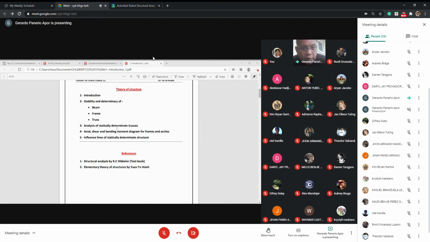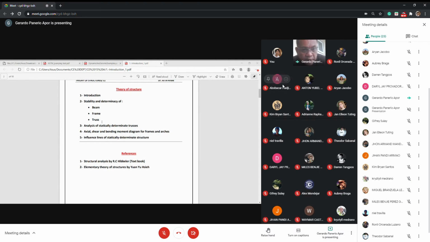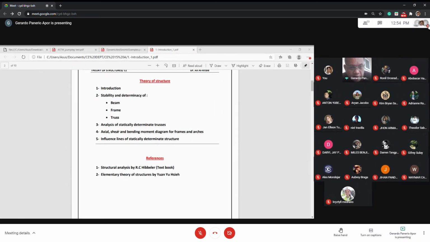The introduction, then stability and determinacy of the beam and frame and truss. Then maybe we can only go up to number 2, 1 and 2, because it will take some time to discuss this. So first, introduction, stability and determinacy of beam and frame and truss. This is mentioned before: beam, frame, truss. Then analysis of statically indeterminate trusses, axial shear bending moment diagram of frame and arches.